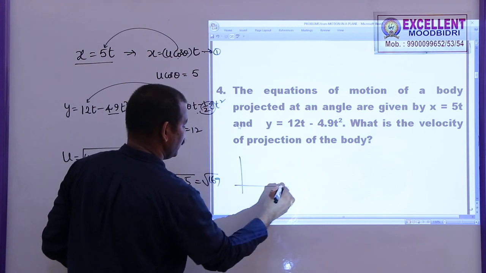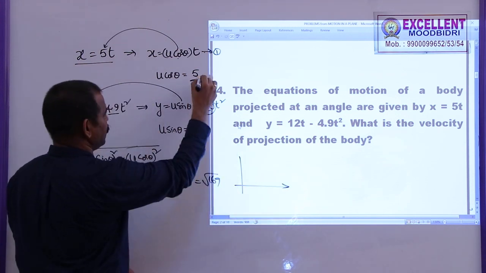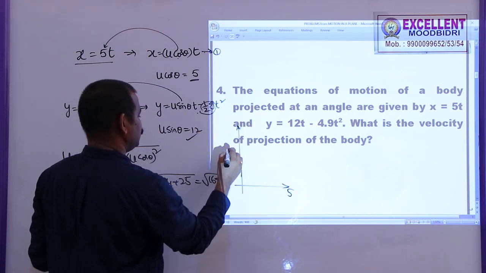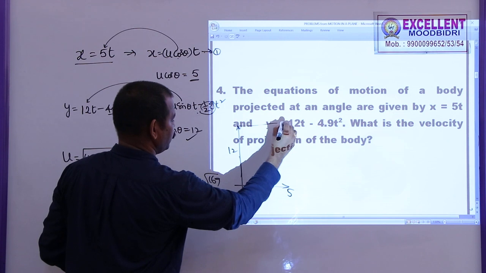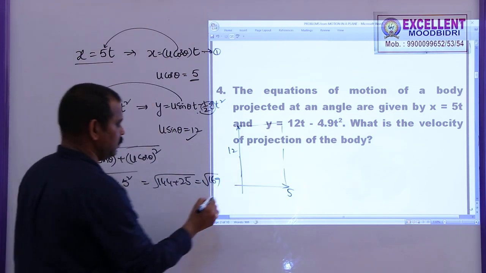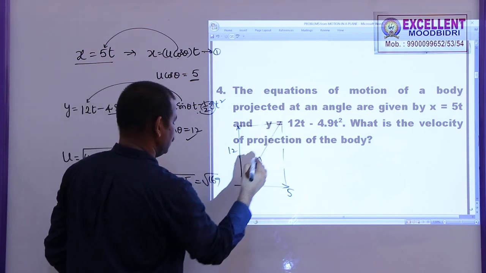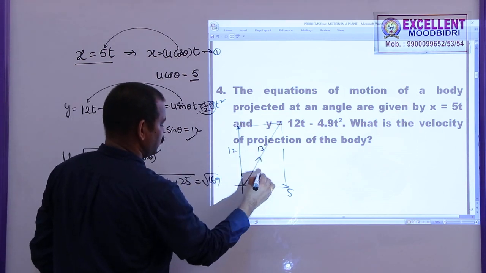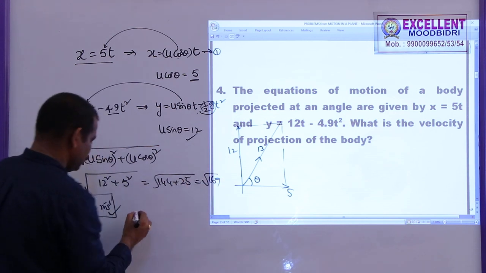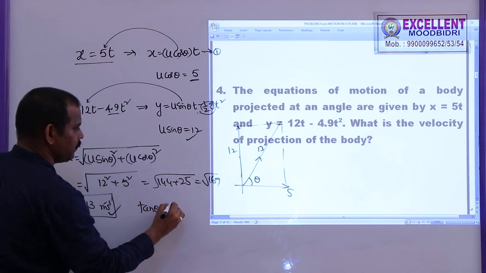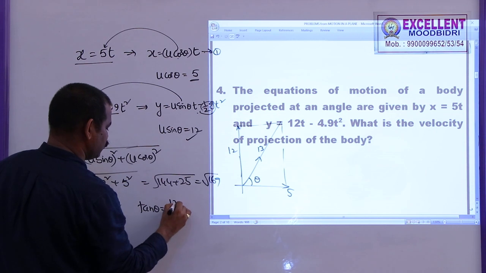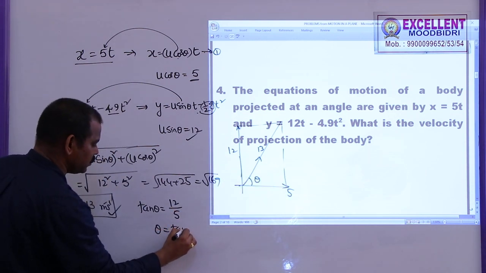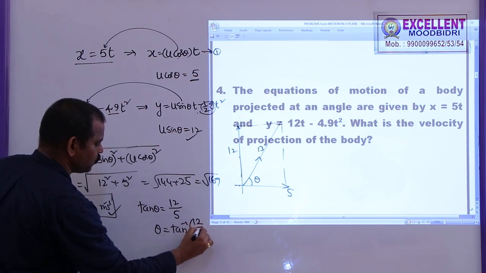So initially this value in the horizontal direction is 5, and in the vertical direction it is 12. So if you construct a rectangle here, this is the direction of the resultant velocity, which is given as 13. So what is this angle of projection, theta? Here tan theta is given by the opposite side 12 over the adjacent side 5. So theta will be tan inverse of 12 by 5.